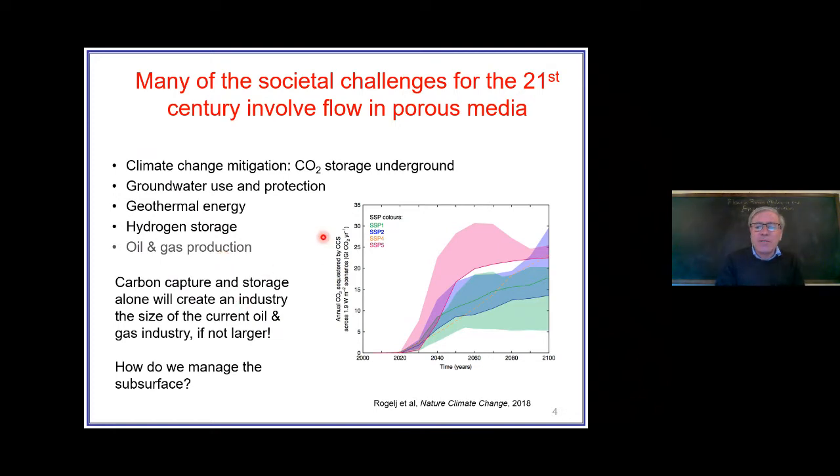So carbon capture and storage, if you look at this diagram here, at the moment we produce somewhere between 30 and 35 gigatons of carbon each year. These are various scenarios of how much CO2 would be captured and stored underground if we're going to meet net zero. And you see by 2050, we're looking at somewhere between 5 and 30 gigatons stored each year. And that would create an industry, in terms of volume of fluid injected, that is as large as the current oil and gas industry, if not larger. So managing the subsurface, understanding what happens underground, is clearly very important.